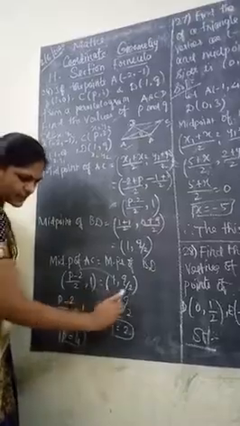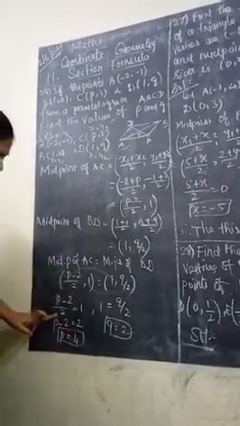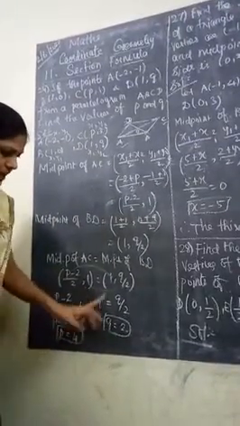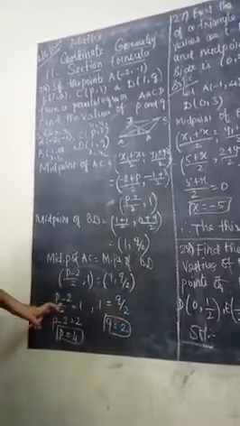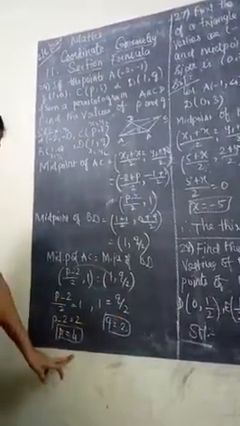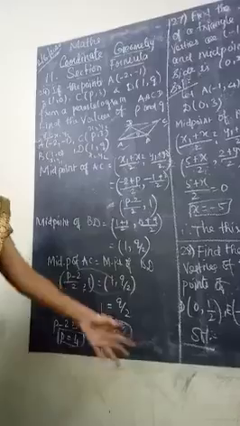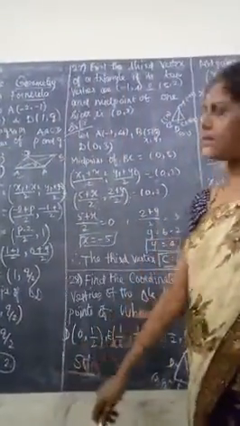Equate the x-coordinates and equate the y-coordinates. So (P minus 2) by 2 equals 1, and 1 equals Q by 2. So P minus 2 equals 2, P equals 4. Here Q is automatically 2. You understand this, children? Okay.